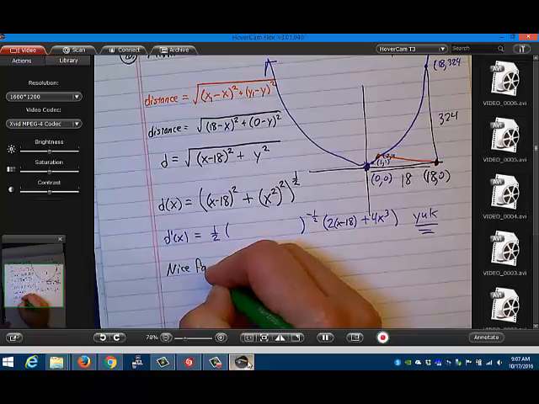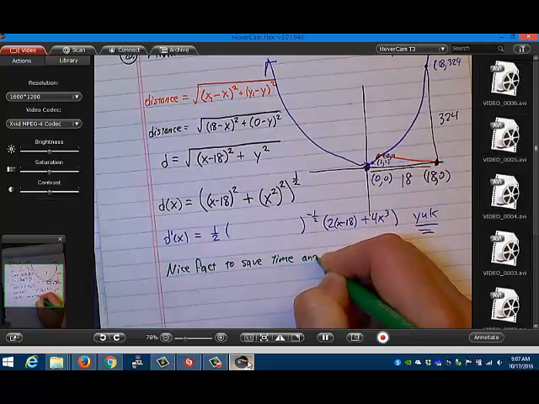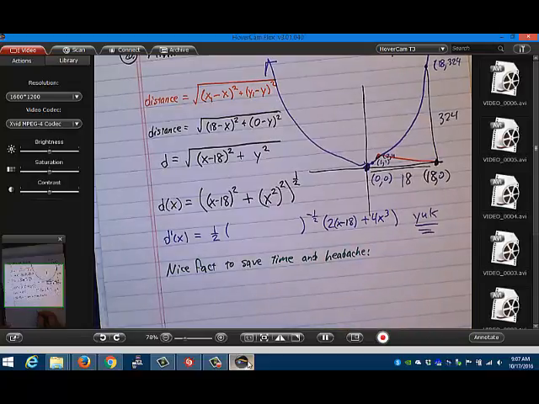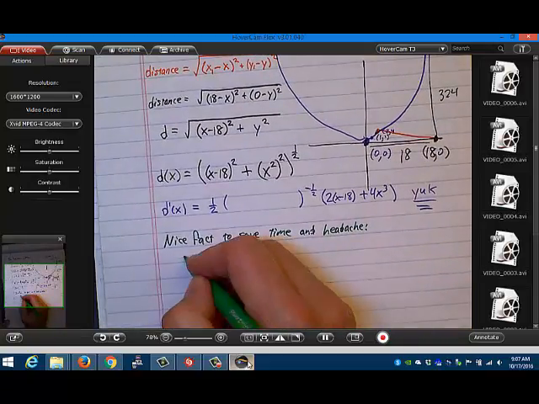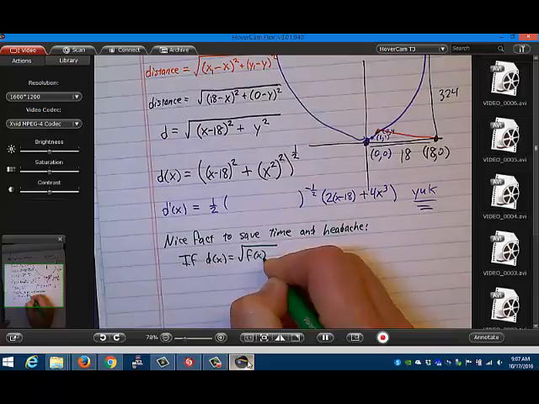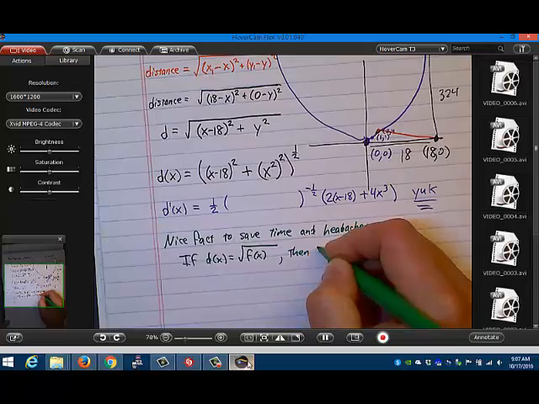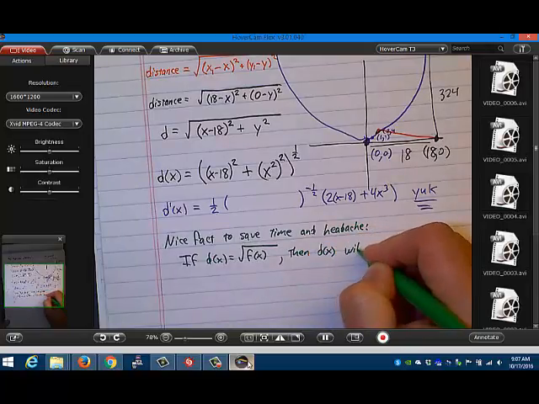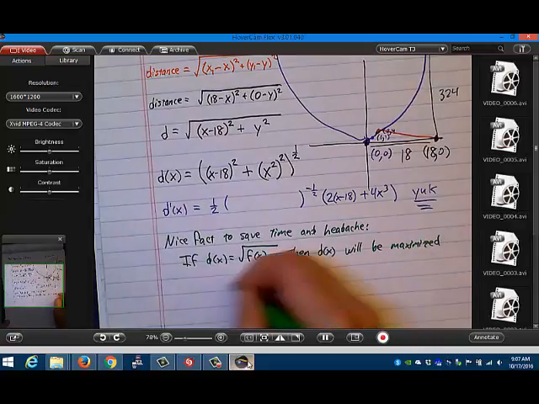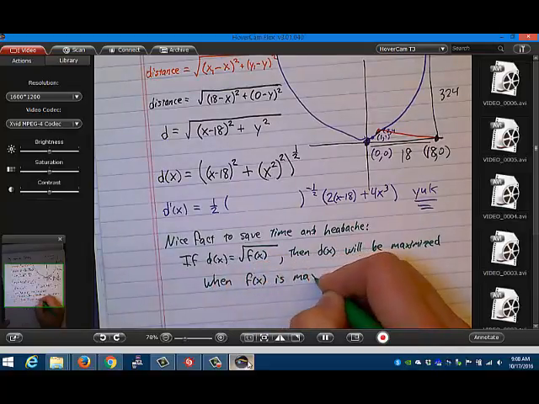Nice fact to save time and headache. If d of x is the square root of f of x, then d of x will be maximized when f of x is maximized.